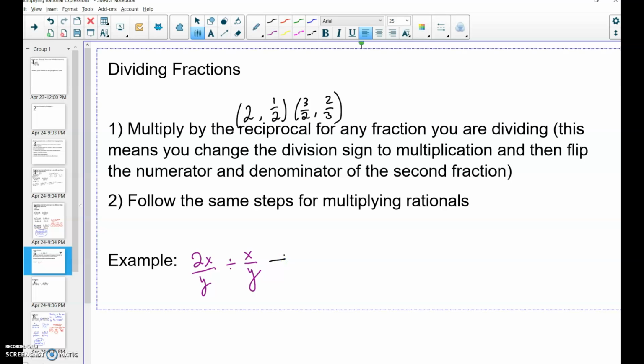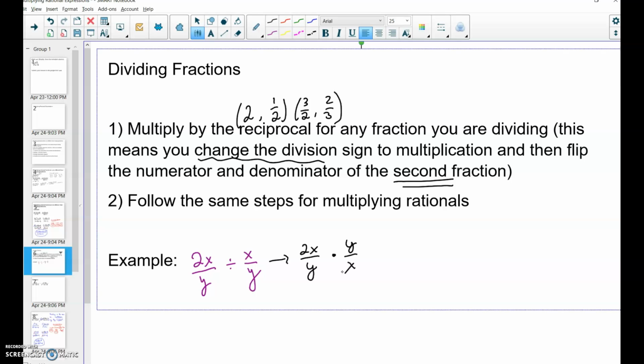the very first thing that I'm going to do is you keep your very first fraction the same. You don't touch that one. Then it says that I'm going to change the division sign to multiplication. So this becomes a times, or multiplying. And then I'm going to flip the numerator and denominator of the second fraction. So I'm flipping y and x.